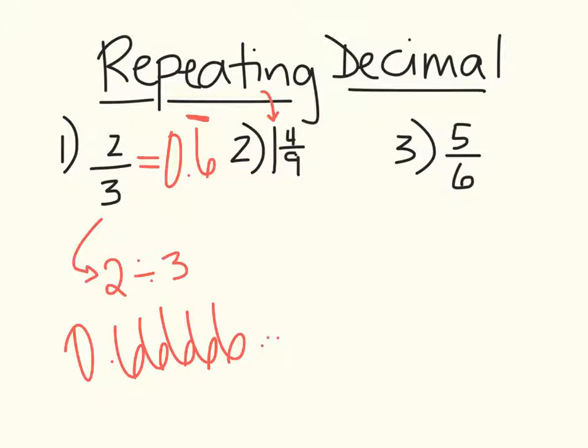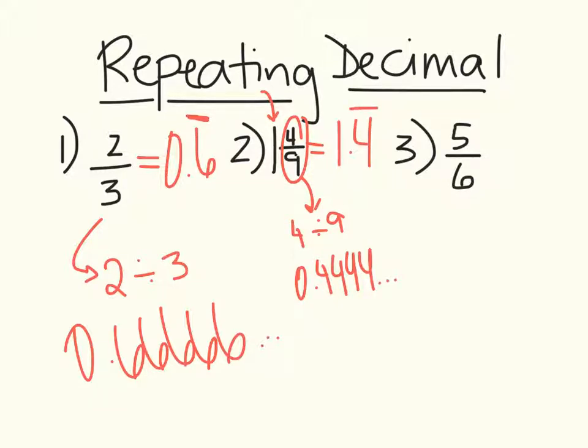once again I know that this is a mixed number, so it's going to become a mixed decimal, meaning that I already know that my 1 is going to be in front, and now I can focus solely on my 4/9. So if I type in 4 divided by 9 on my calculator, I know that I'm getting 0.4444 and so on. So my final answer will be 1.4 repeating.